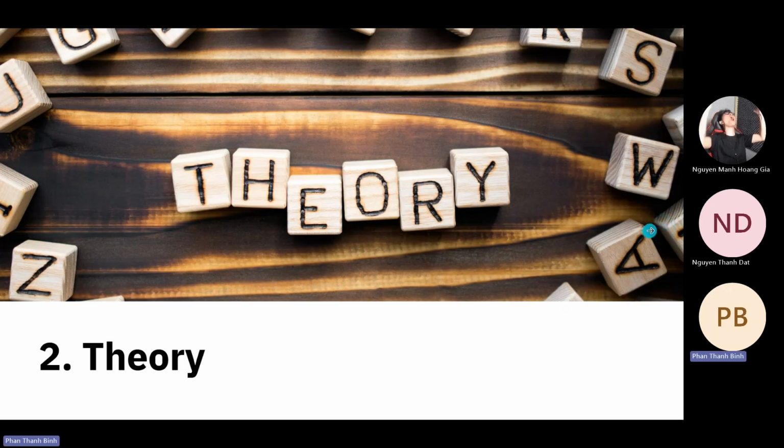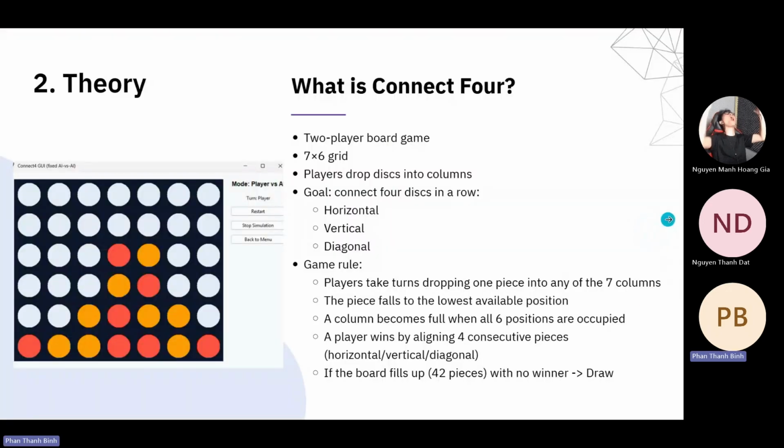The next one is theory. First, let's quickly review the rules. Connect 4 is played on a 7-column by 6-row grid. It uses gravity-based mechanics. Players take turns dropping a disk and it falls to the lowest available slot. The goal is simple but strategic: be the first to align 4 pieces horizontally, vertically, or diagonally. If the board fills up with no winner, the game ends in a draw.